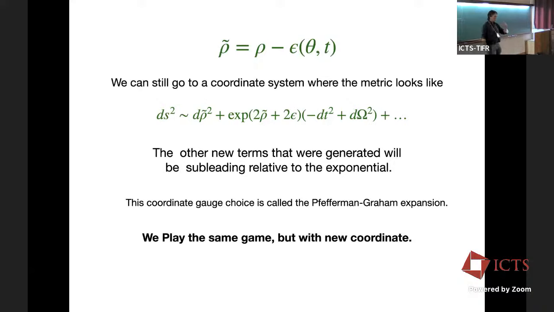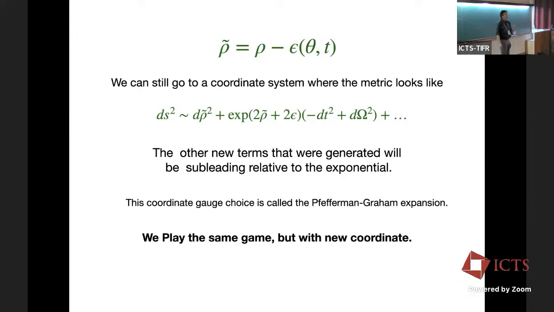And then I'm further allowed to do a change of variables so that there's no mixed term between rho tilde and the rest of the variables, by modifying t and omega with sub-exponential pieces that will also show up in this dot, dot, dot. So I can do a metric coordinate system which has an expansion where the d rho squared looks this way, there's an exponential of rho, and there's some junk over here. And then there's subleading pieces. And this type of coordinate system is called the Fefferman-Graham expansion.